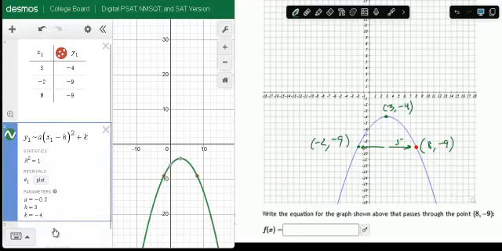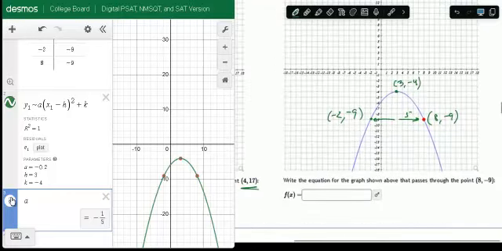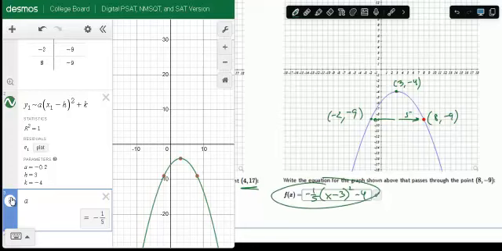A is a decimal, even though it's an exact decimal. If you want to put it in fraction form, you can, and you get -1/5. Times (x - 3), where our h value is 3, squared, plus our k value, which is -4. So here's our equation written in vertex form.